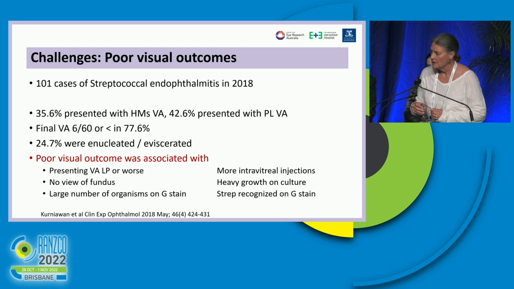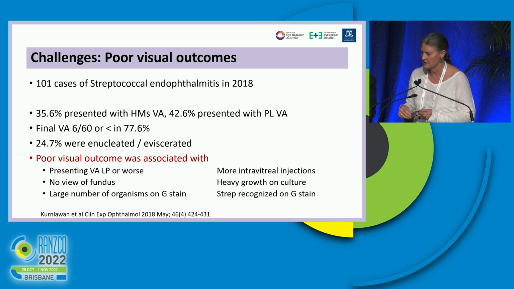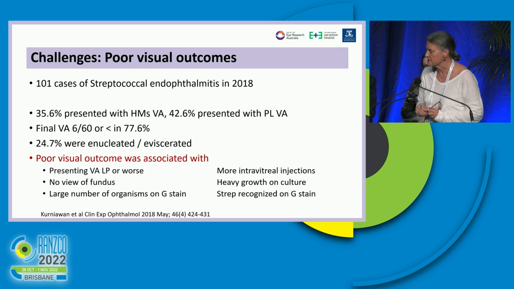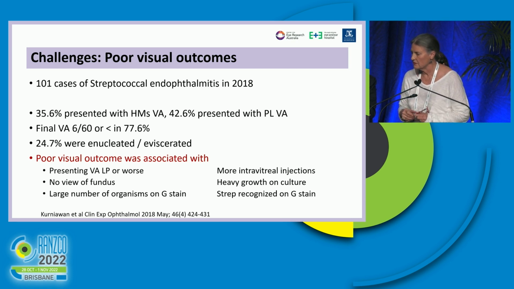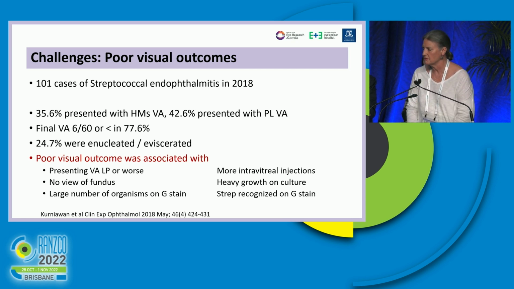And Emil Kernawan looked at our cases of streptococcal endophthalmitis in 2018. And this slide makes for pretty depressing reading. They present with poor vision, the vast majority of them hand movements or perception of light, but final visual acuity less than 6/60 in 77%. 25% were enucleated or eviscerated.